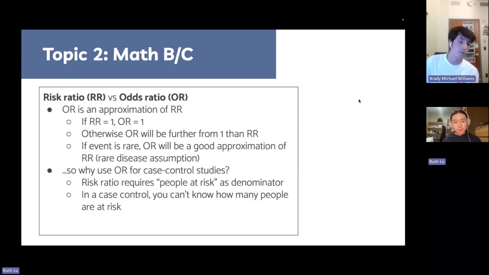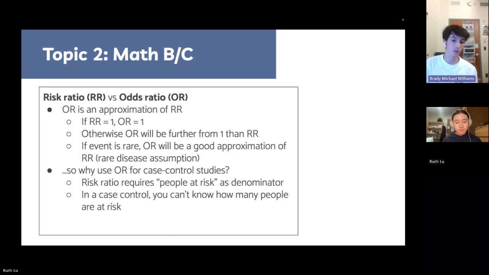So a little bit more about these two calculations. Odds ratio can be an approximation of relative risk given that an event is rare. And also if there's no correlation, then they're both going to be 1. And another important thing, we have to use odds ratio for case control study, right? We cannot use relative risk.